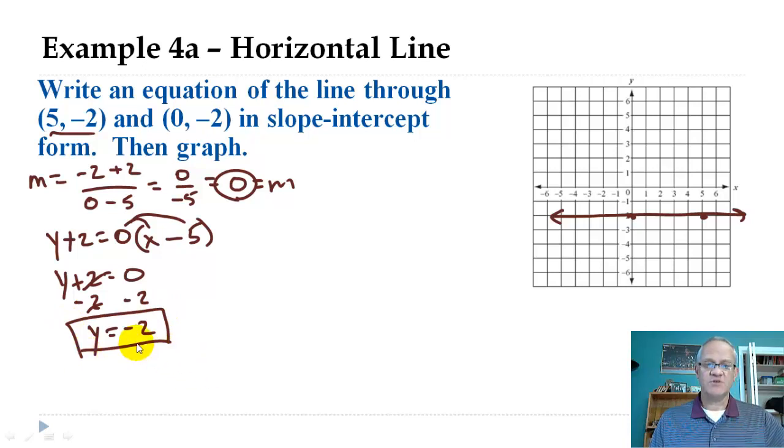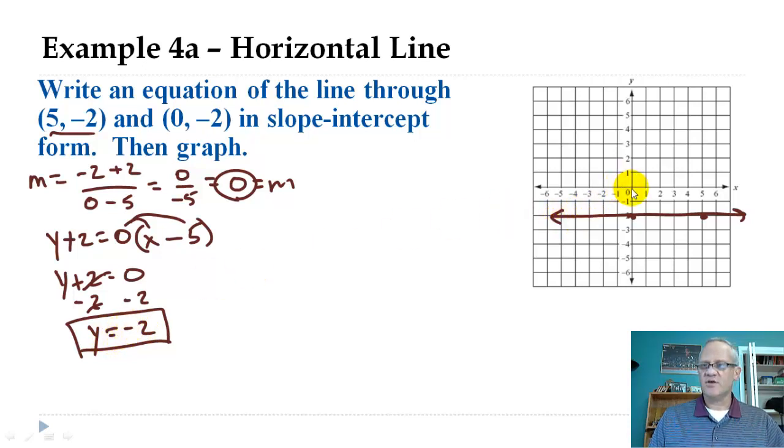Well, that must be the equation then, right? And it is. And if you look at this, the reason why this is kind of weird is we had 0 slope, so it got rid of the x. What this really just means is y equals -2 means y is always -2. It doesn't matter what x is, y is always -2.